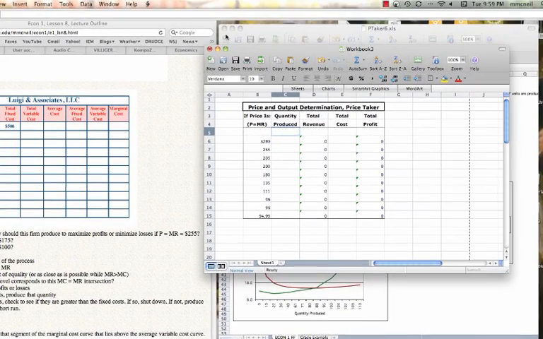This video is an attempt to show price and output determination for a purely competitive firm. That is a firm in pure competition, known also as a price taker, because once the price is established in the market, they have no choice but to take that price. So their only choice is quantity.